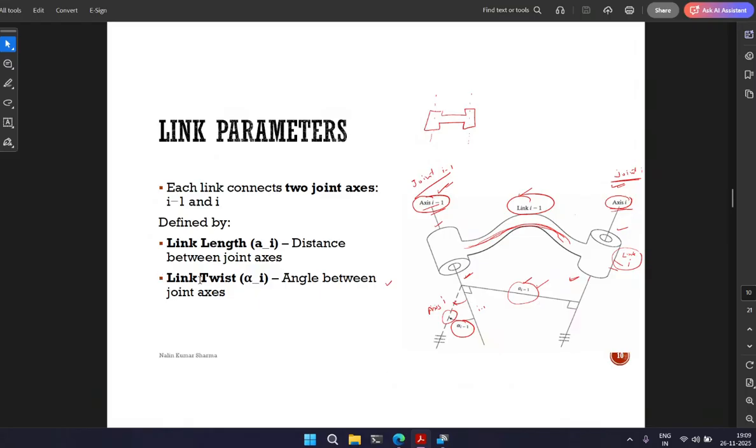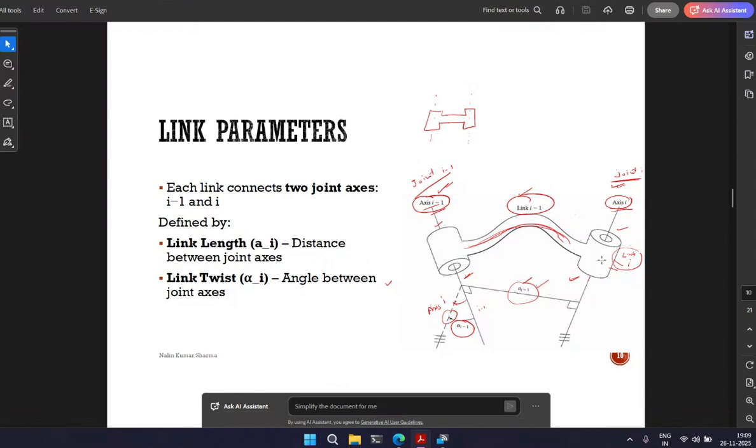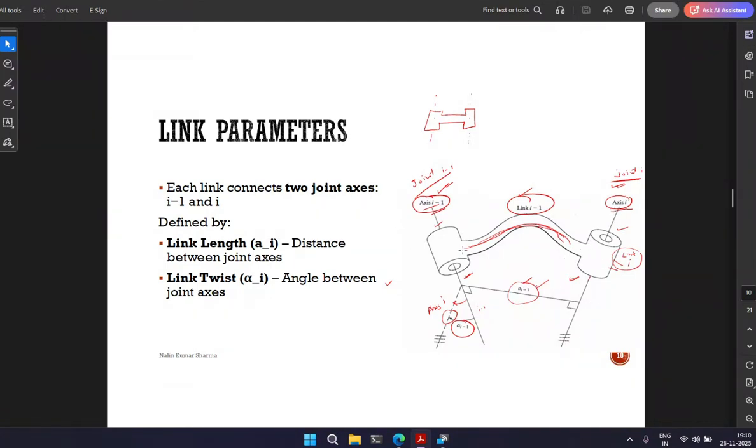And next is link twist, alpha i, the angle between two joints. Now we have this joint and this joint, and they both are not in a straight line. Let's say they are 30-40 degrees away, in a different orientation from each other. How will I know that? I'll project this one onto the x, and I can find how much angle it is. I'll project this one straight here, and I can find the angle, which I'll call alpha i.